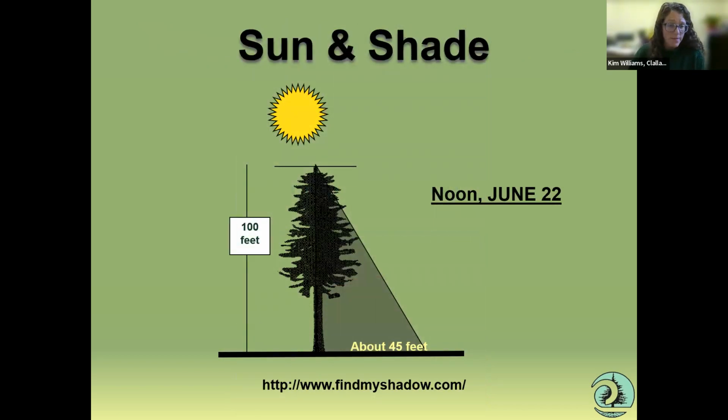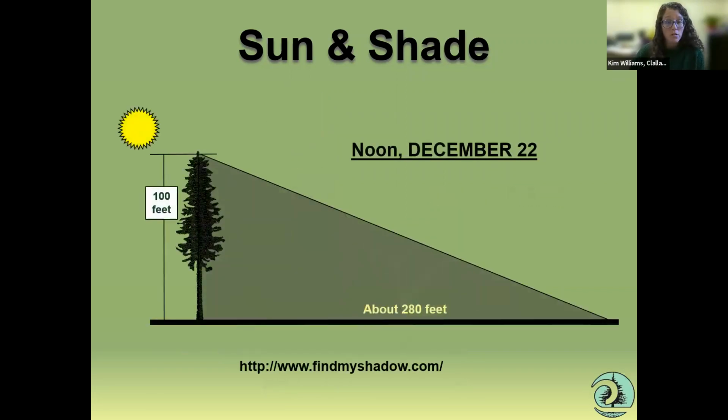And there's this really great website, findmyshadow.com. You can look at where your shadows are going to be. If I put a Douglas fir tree somewhere, or a tree that only reaches 100 feet, this is how much shadow I'm going to have: 45 feet of shadow at noon on June 22nd, but at noon on December 22nd, this much shadow. It's a really great way to look at what will be when you are determining what plants go in and what maximum height the plants will get to in the future.